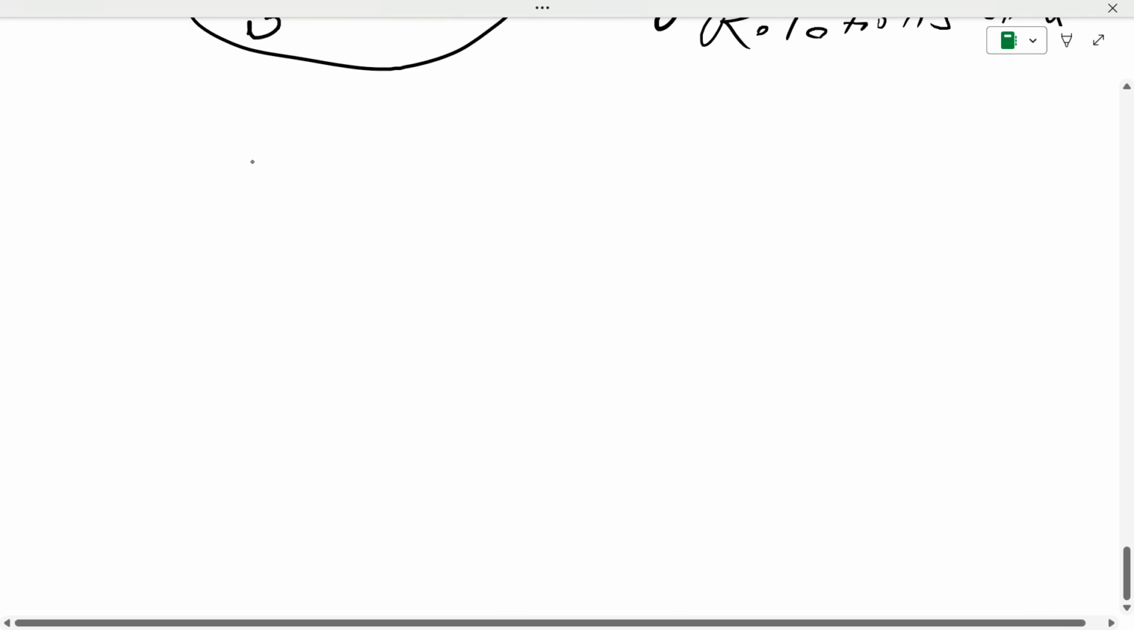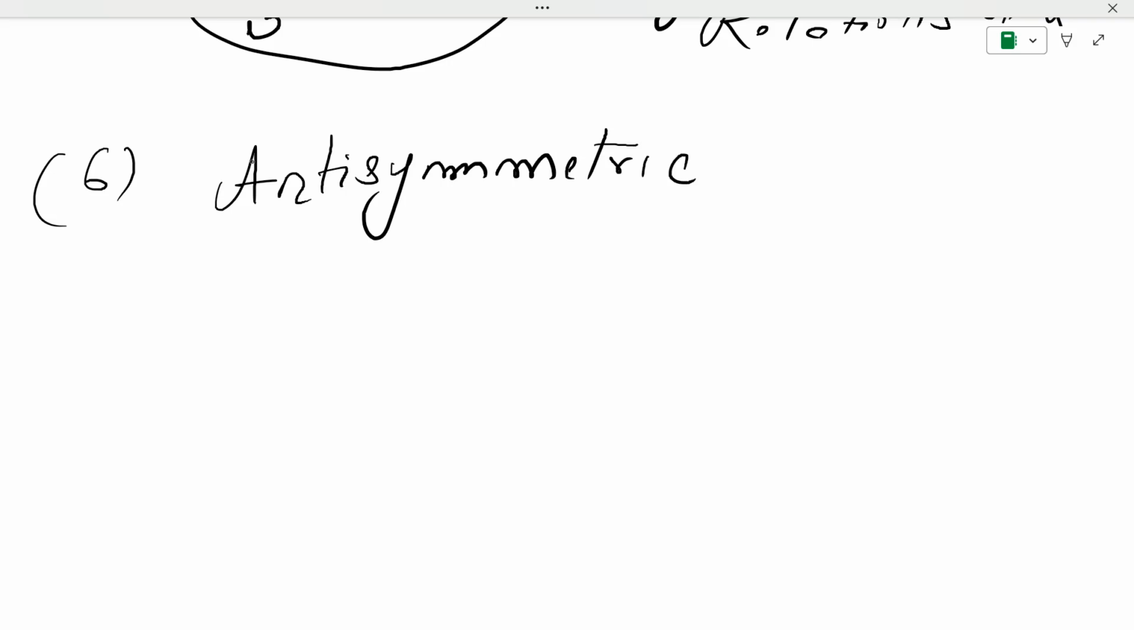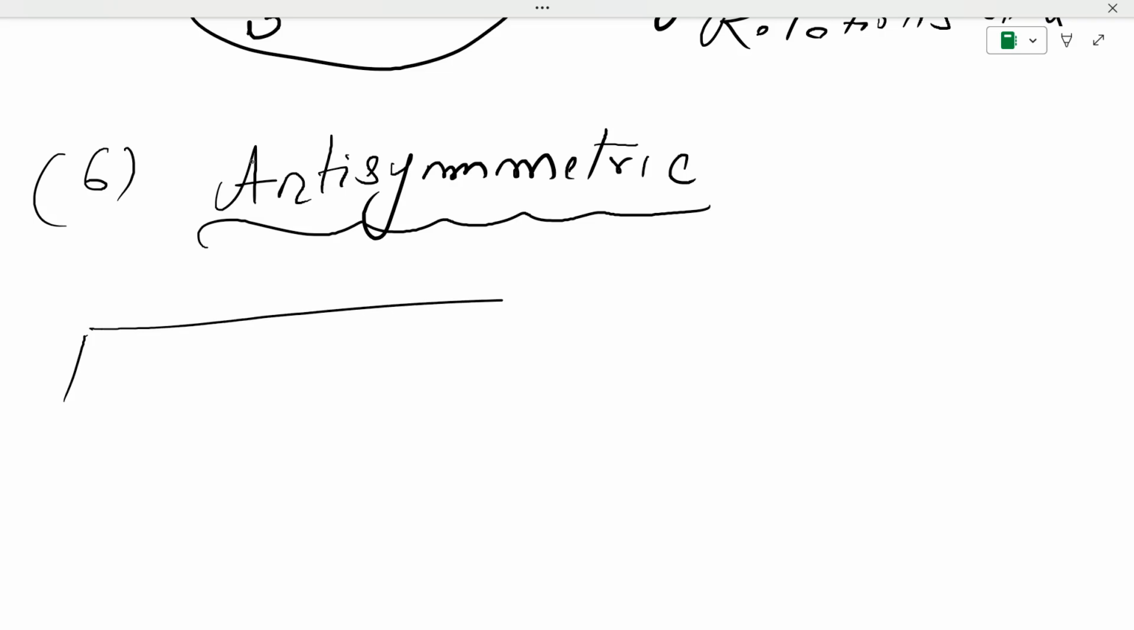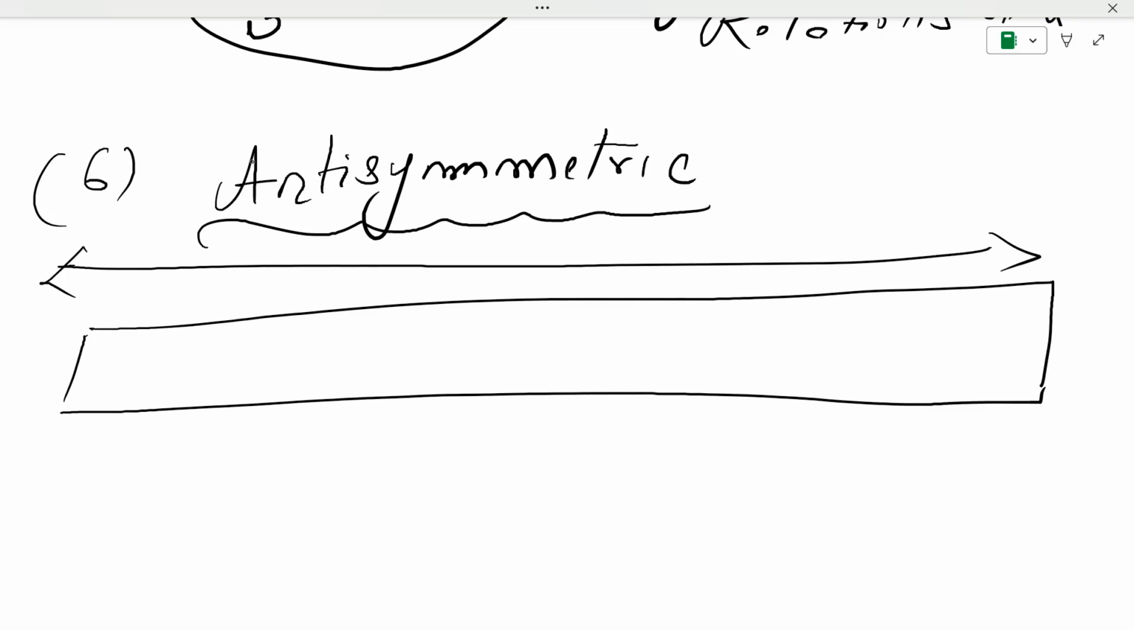Then the last one, I think the sixth one, is the anti-symmetric relation. Anti-symmetric means that if AB is present and BA is present, then A should be equal to B. So if we have this condition, there are altogether n square elements in a relation.